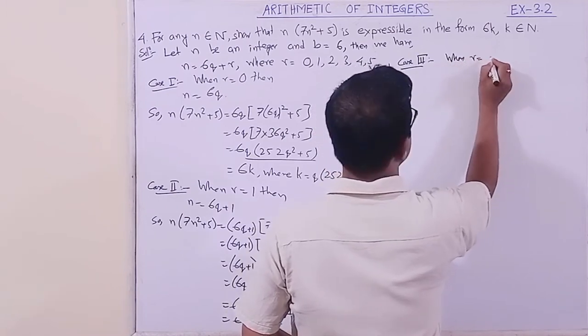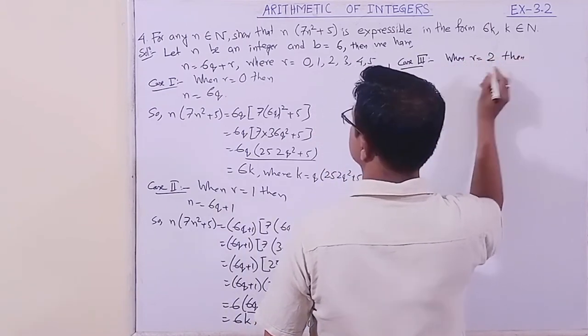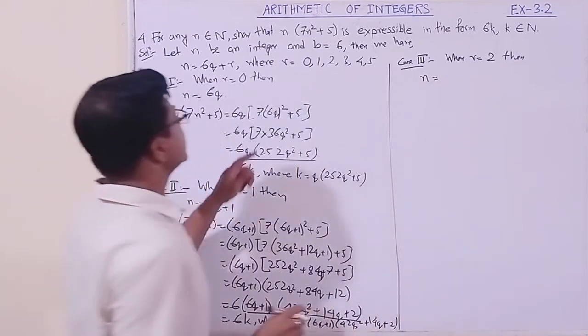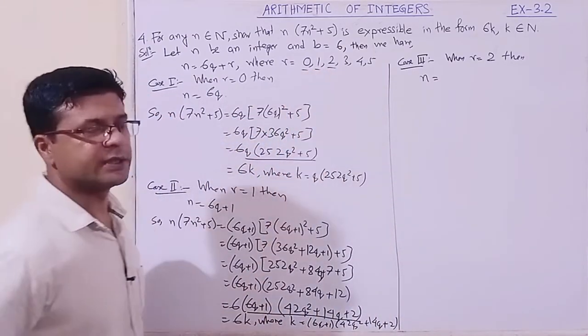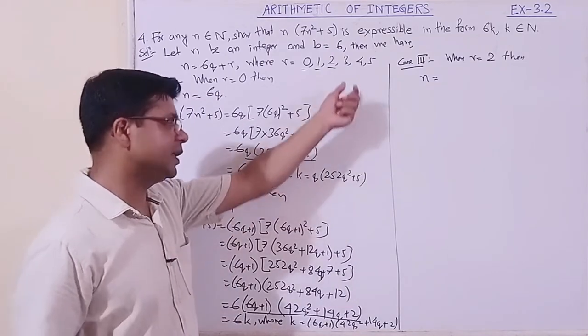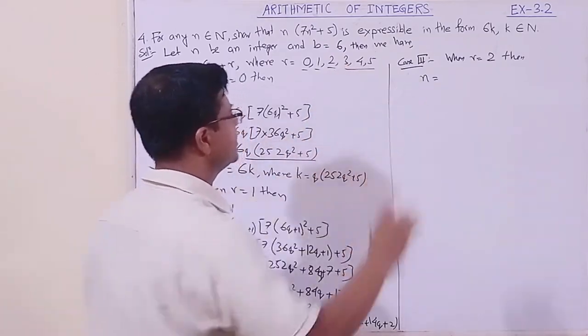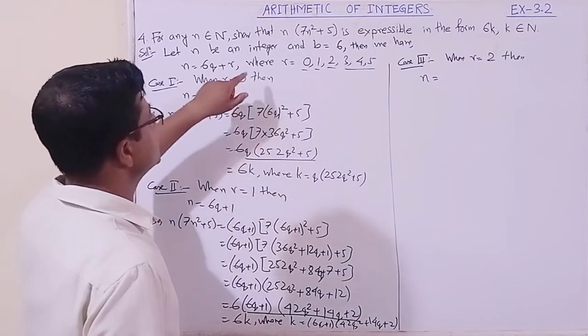Case 3. When r is equal to 2, then n is equal to, here we have done the first case, second case, now we are in the third case. If we get the same result in these 3, we'll write similarly, just like the last question, no problem at all.